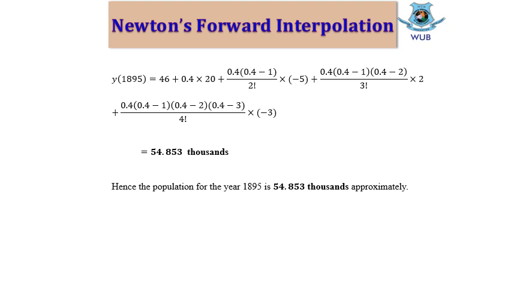1895. The specific town has a total of 54.853 thousand people approximately. This is your approximation value. This is not the exact value. Okay, I think all of you are clear on the math. All of you have a clear idea about this method.